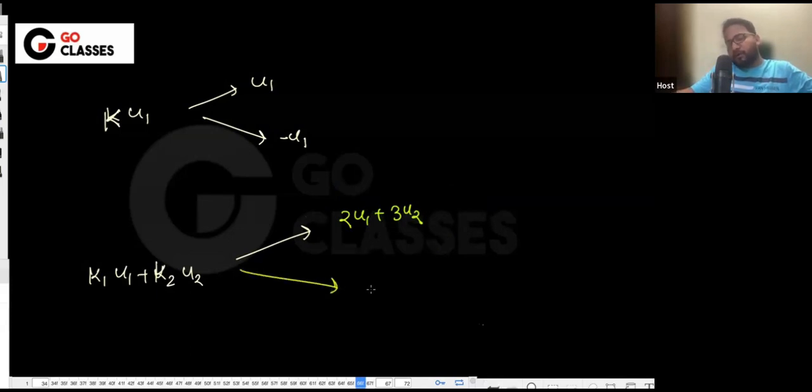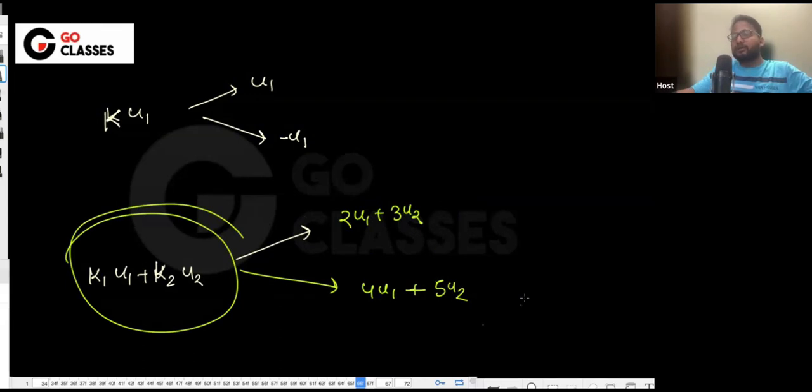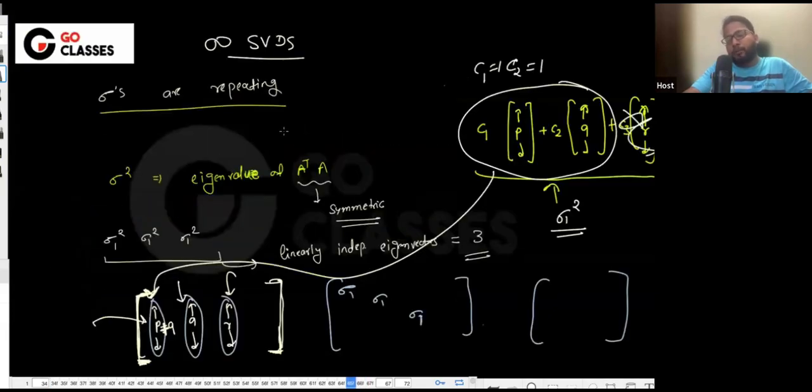If k1 and k2 are different, let's suppose it is 4 and 5, then whatever is the length of that, it will be divided based on that. So basically, it is not just u1 and minus u1. Now there are different vectors that you can generate from this. Different unit length vectors you can generate from this. So here at the first place itself we have many possibilities.